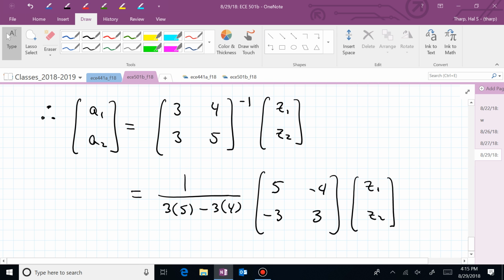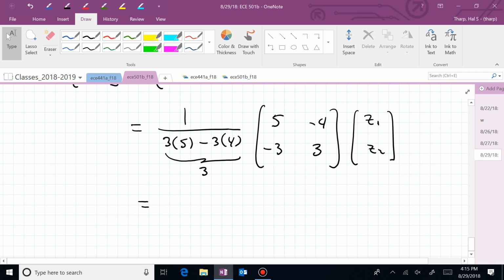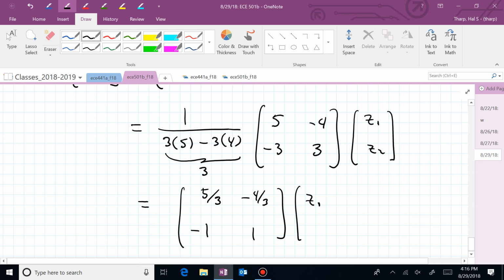found the relationship: given a z vector, z1 and z2, I can now calculate from this formula the a's. The denominator is now 15 minus 12, or 3. And if I divide 3 into the bottom row, that's nice and clean, isn't it? Those were 3's. My bottom row is nice. My top row, not so much, but it's still 5 over 3 and minus 4 over 3.